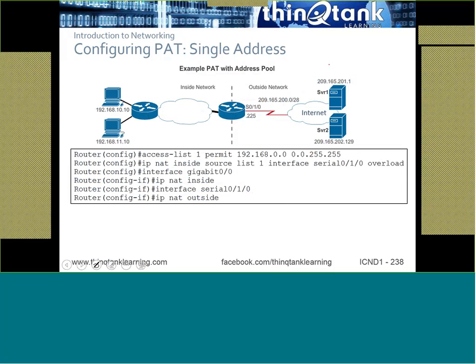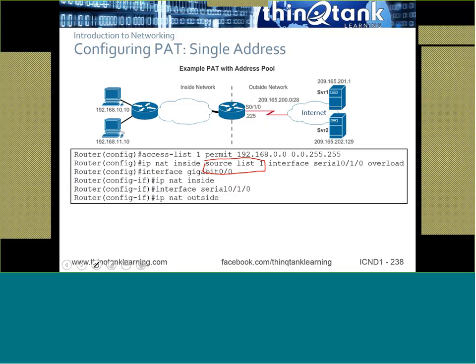As with all forms of NAT configuration, we have to specify which interfaces are inside and which interfaces are outside. In this case, gig 00 is our inside, which would be this interface here, and serial 010 is our outside, which is that interface there. Look at our policy. Here's my policy. I'm going to do NAT translation from the inside using access list 1, to match my inside hosts.